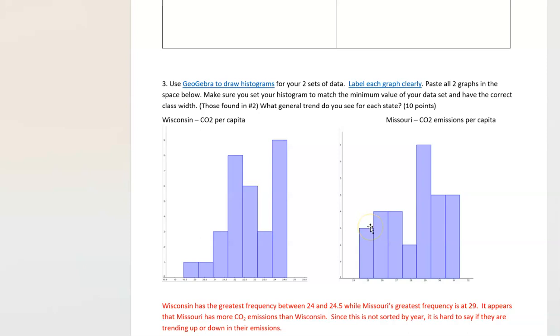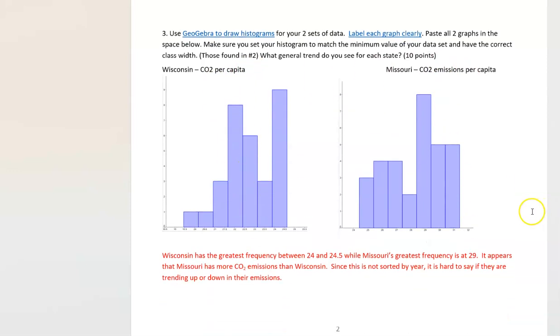After I make that, I'm going to copy just the graph. Take a screenshot of just the graph, and you can use the snipping tool or something else you've learned this quarter. Not the entire page, but just the two graphs. Notice that I have a label on each one of which graph I'm looking at. This is Wisconsin, this is Missouri.